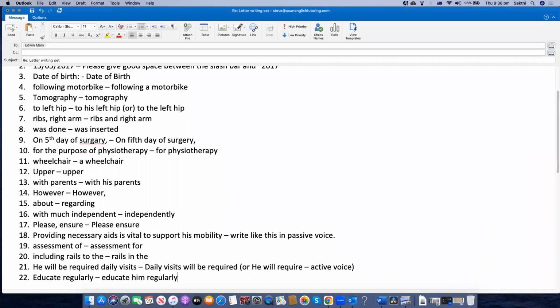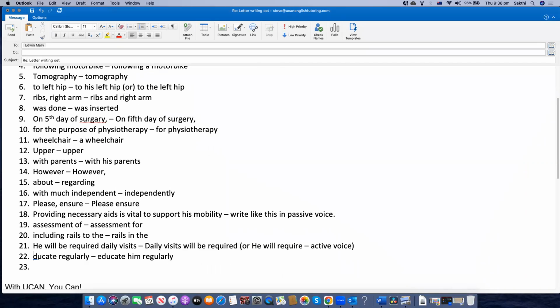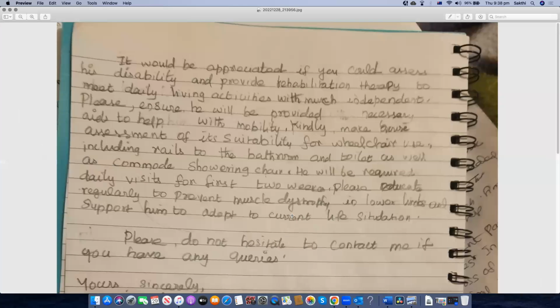All right, this is how you need to write the information. And again, in this case, we can use the passive form. For example, providing education to him regularly to prevent muscle dystrophy in lower limbs is essential. You can write like that. And "support him to adopt to current life situation." You don't need to say adapt to something. You can say adopt current life situation. That is more than enough.